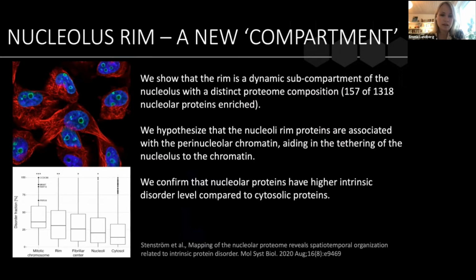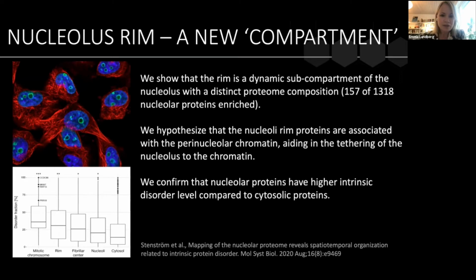About 12% of the nucleolar proteins are there, and these proteins often relocalize to the mitotic chromosome during cell division. So we hypothesize that these nucleoli rim proteins are associated with a perinucleolar chromatin and aid in the tethering of the nucleolus to the chromatin. We could also confirm, for example, that these proteins have high intrinsic disorder.